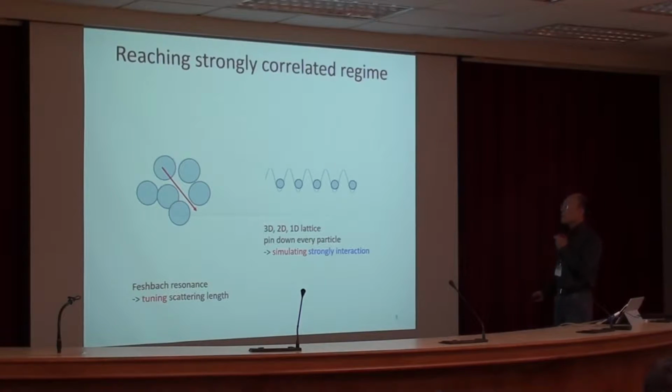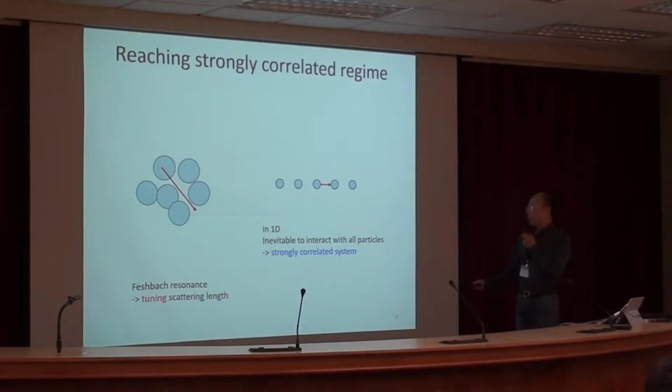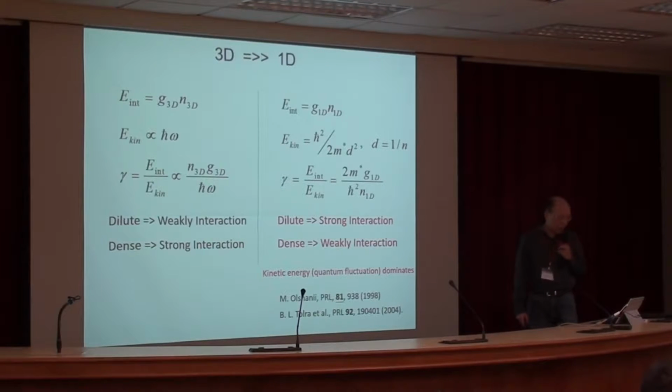On the other hand, you could also put them in a 1D track, so that particles are confined and can only move along this direction. So these moving particles will inevitably interact with the other particles, actually all particles. So the dynamics will become collective, and you're reaching a strongly correlated regime.